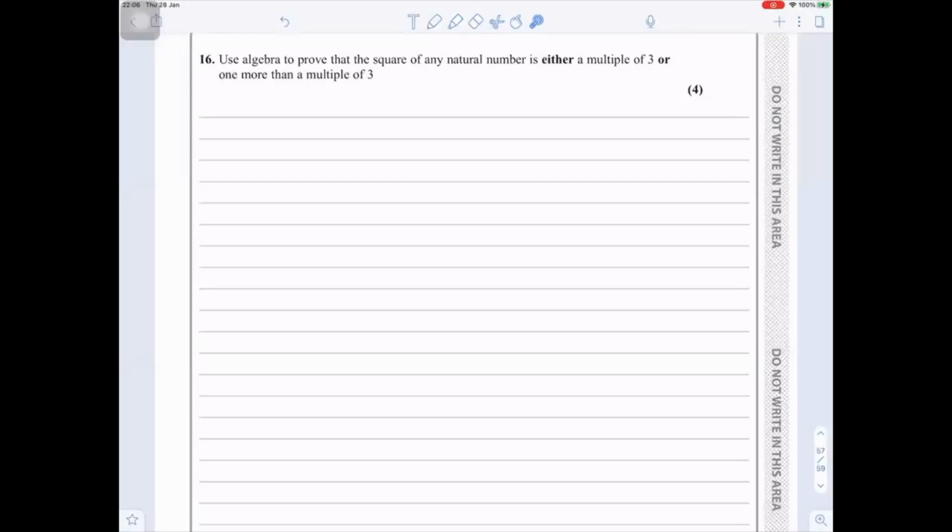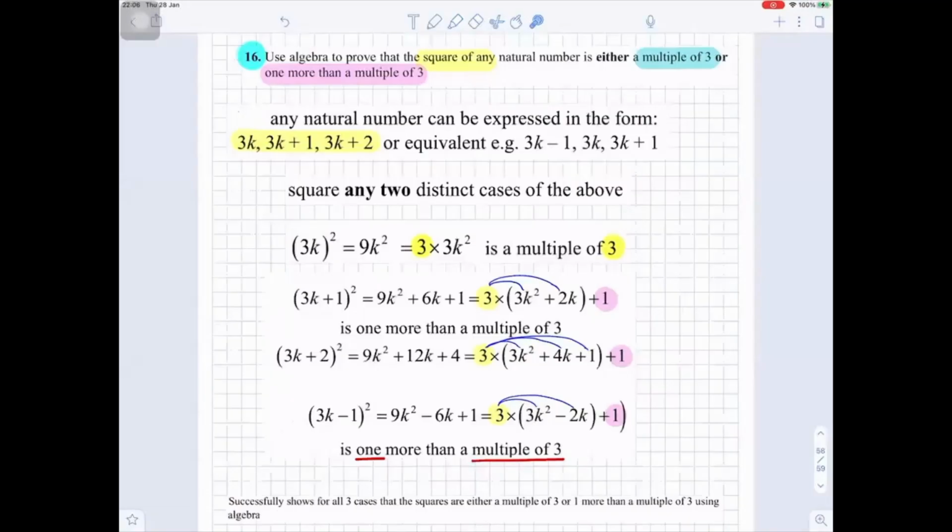Question number 16. Use algebra to prove that the square of any natural number is either a multiple of 3 or one more than a multiple of 3. So any natural number can be expressed in the form 3k, 3k plus 1, 3k plus 2, or equivalent like 3k minus 1, 3k, 3k plus 1. So let's use the one I've put in yellow. Square any of the above cases.